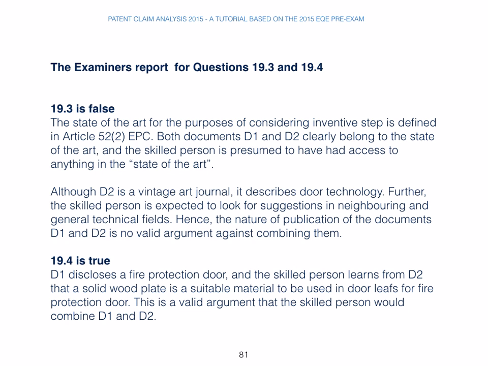19.4 is true. D1 discloses a fire protection door, and the skilled person learns from D2 that a solid wood plate is a suitable material to be used in door leaves for fire protection door. This is a valid argument that the skilled person would combine D1 and D2.